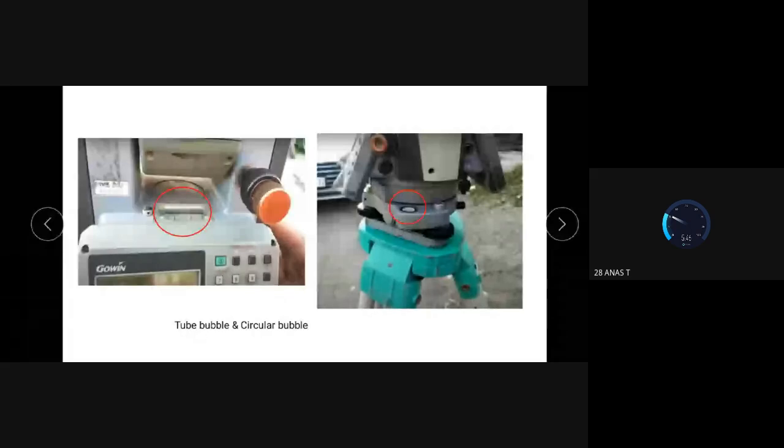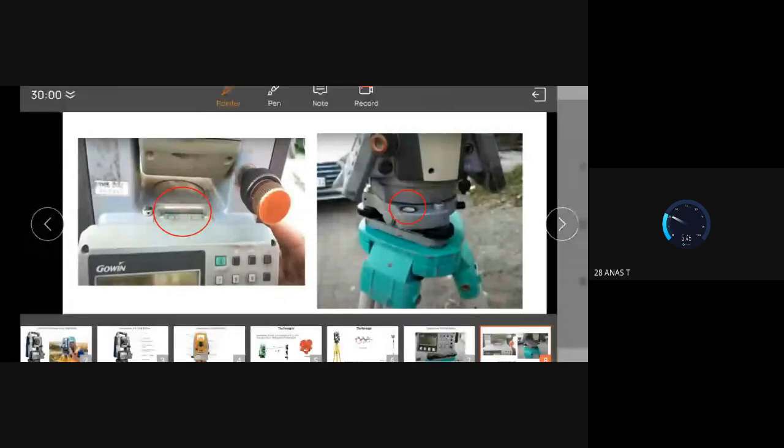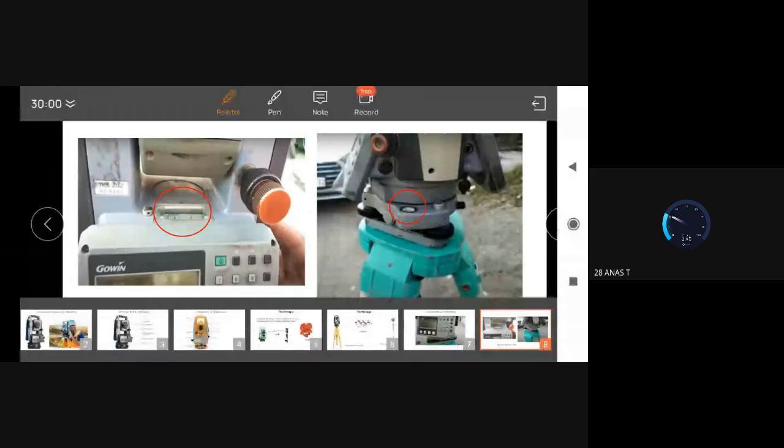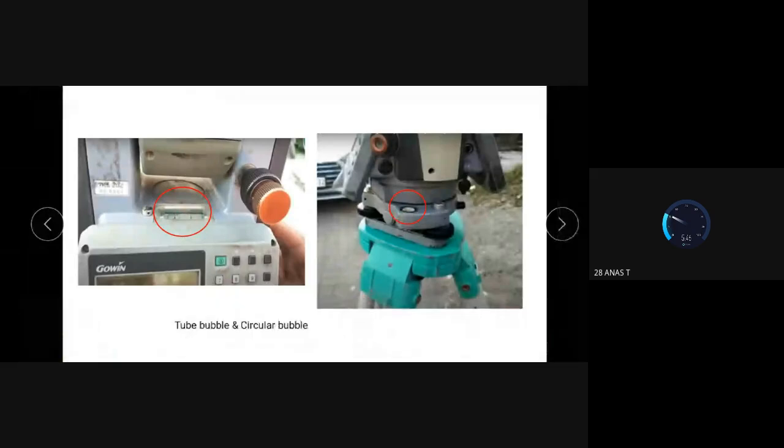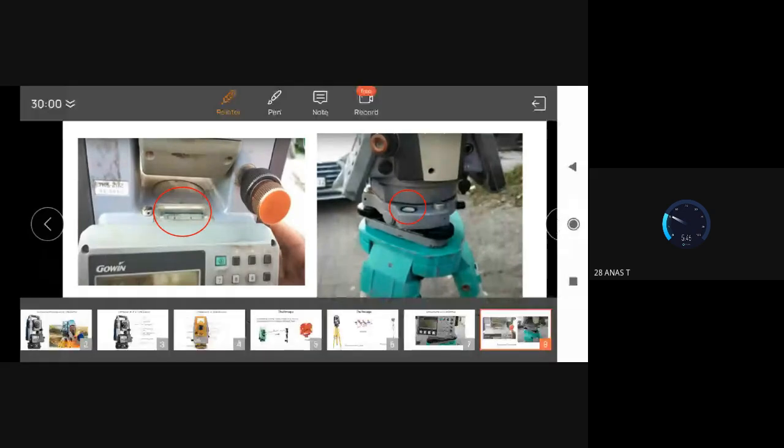So it is a tube bubble and a circular bubble. So both the bubbles are being used for the leveling of the instrument. So I have already told there is some preliminary adjustment which have to be done. So in that we have to level the instrument. So for that we are using this tube bubble and the circular bubble. So these are the components.